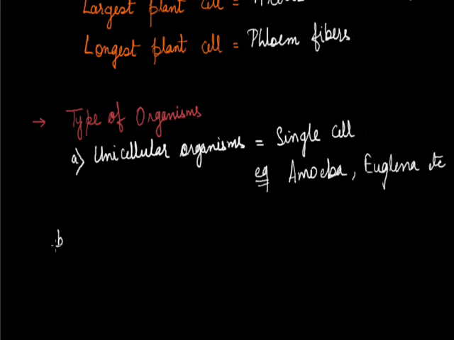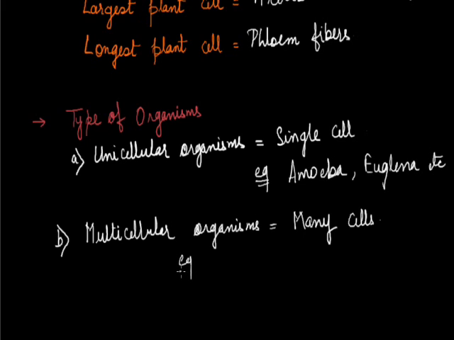The next group of the organisms is the multicellular organisms, which are composed of many cells. Example, the hydra, we human beings, and the plants.